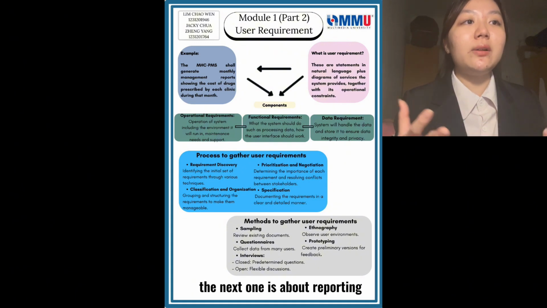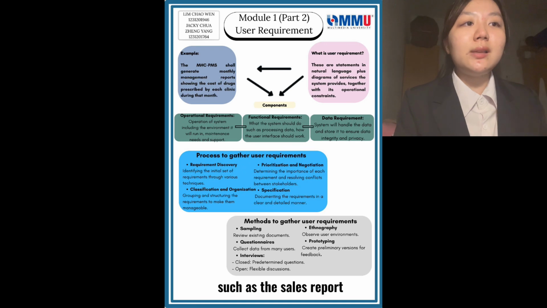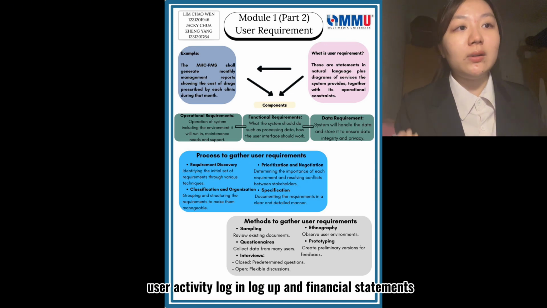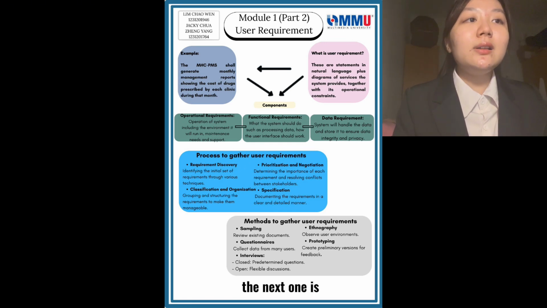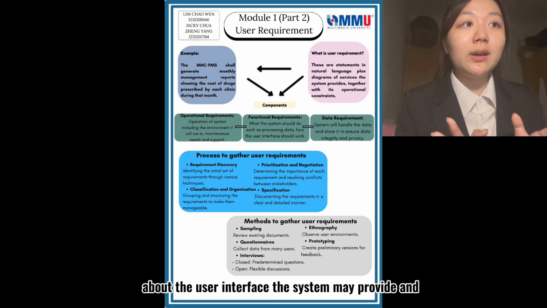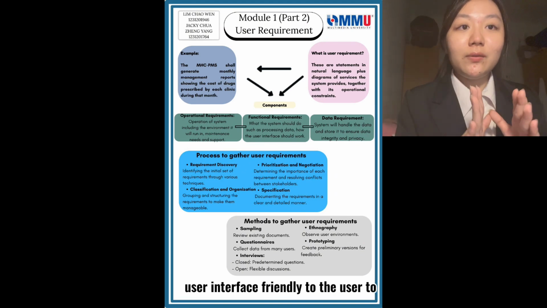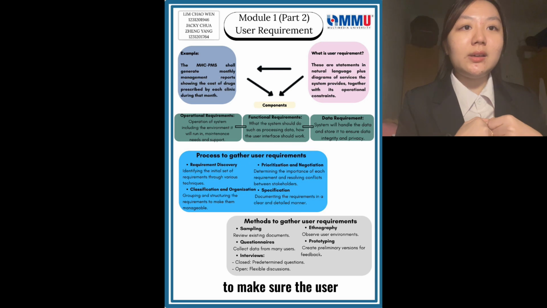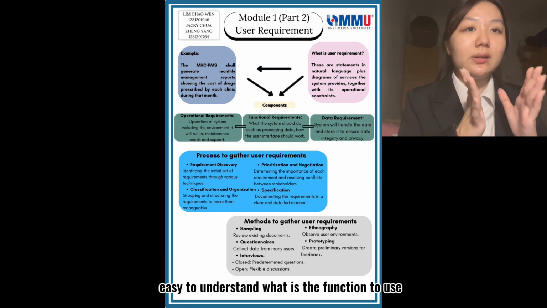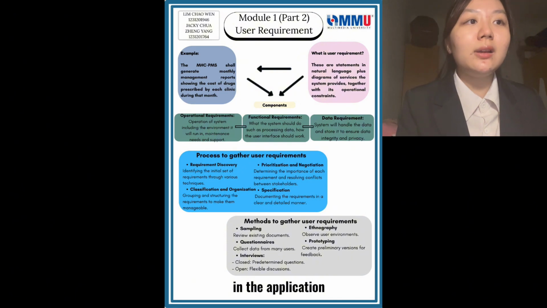The next one is reporting. The system should generate reports based on user data, such as sales reports, user activity, login, logout, or financial statements. The next one is the user interface. The system must provide a user-friendly interface to make sure the user can easily understand the functions to use in the application.